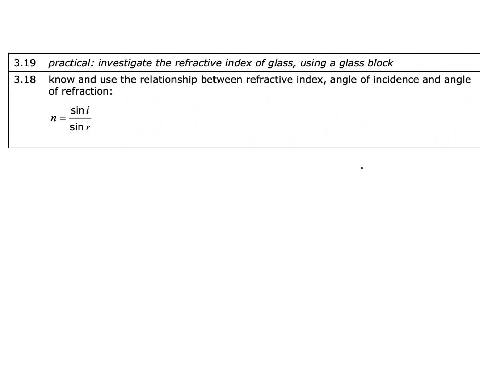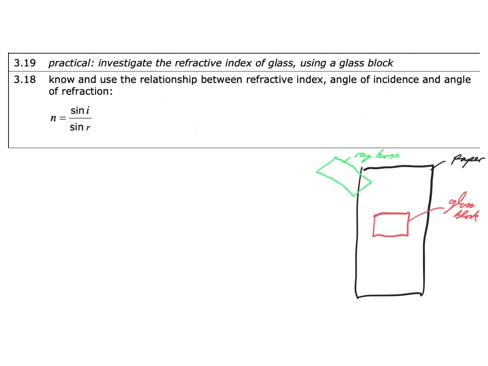To start with, we will place a glass block on a piece of paper and draw around it. Once we have drawn around the glass block, we will shine a ray box through the glass block at an angle. Now obviously we can't draw the refracted ray straight away as it is behind the glass block. So what we will need to do is use crosses to denote where the light is entering and where the light is emerging from the glass block. These will be our incident ray on the glass block and our emergent ray from the glass block.